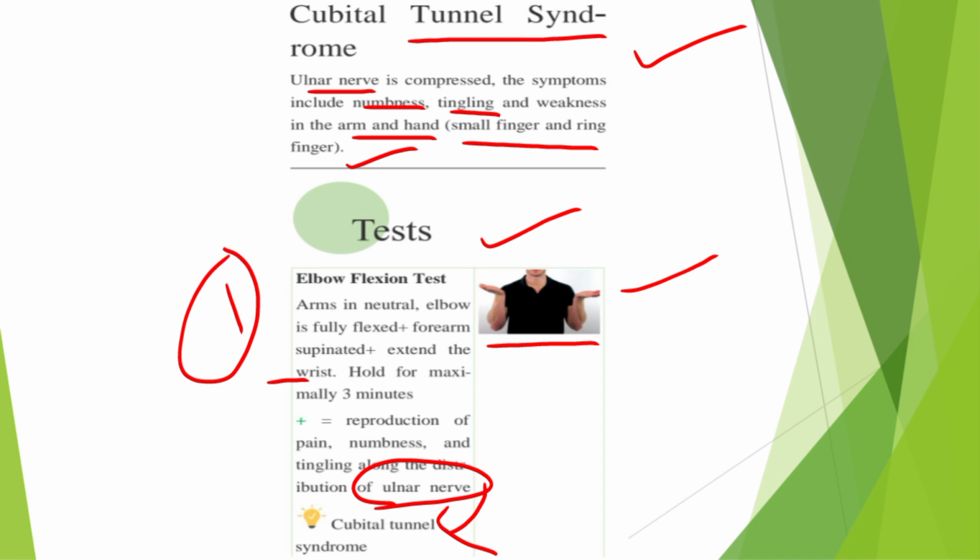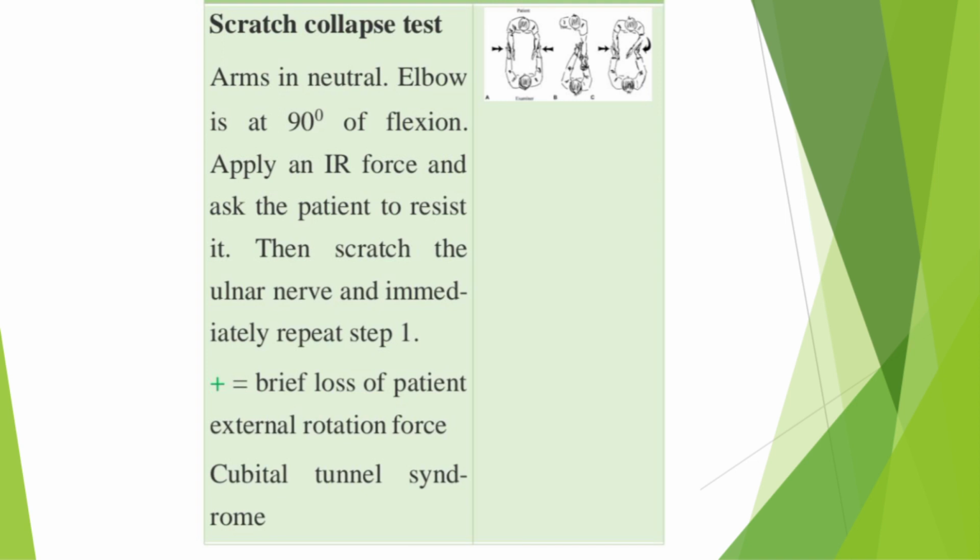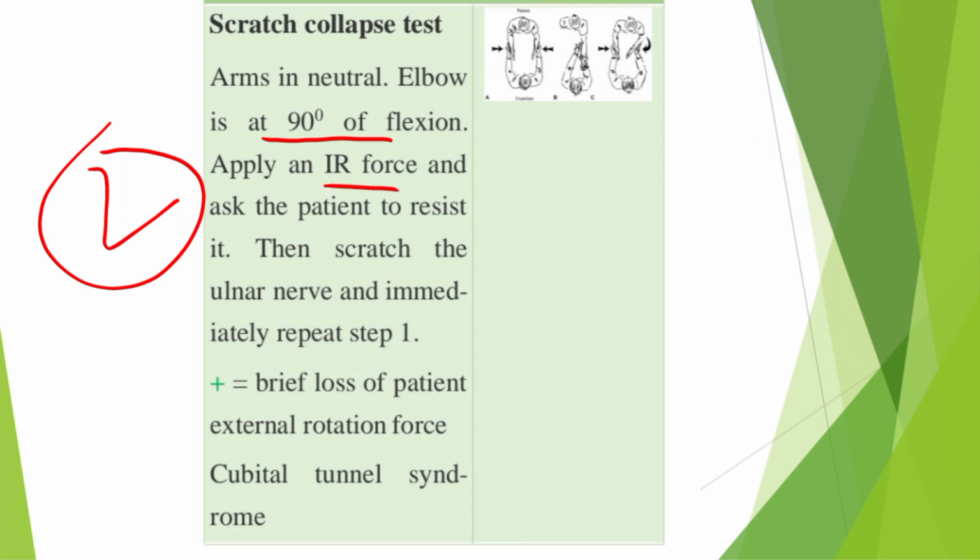Cubital tunnel syndrome is the syndrome where the ulnar nerve is compressed, and this first test is the elbow flexion test. The second test is the scratch collapse test. In this test, the arm is in the neutral position, the elbow in 90 degrees of flexion. The physiotherapist applies an internal rotation and asks the patient to resist it.